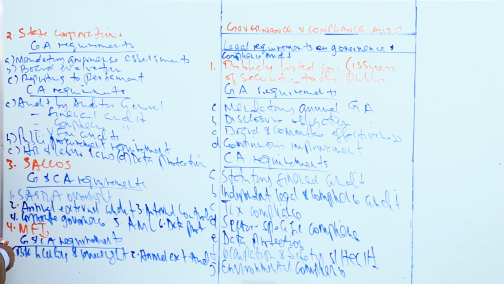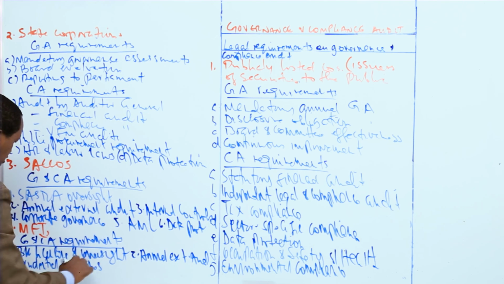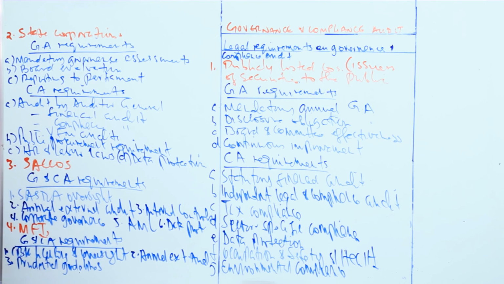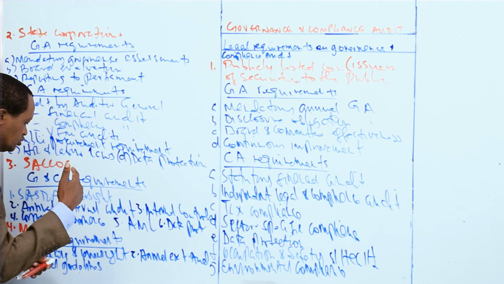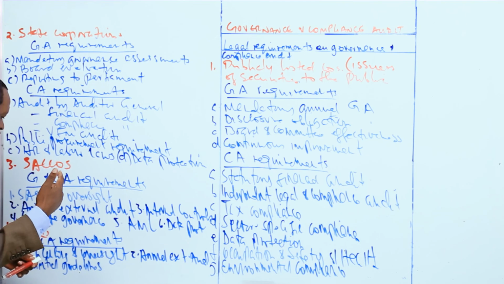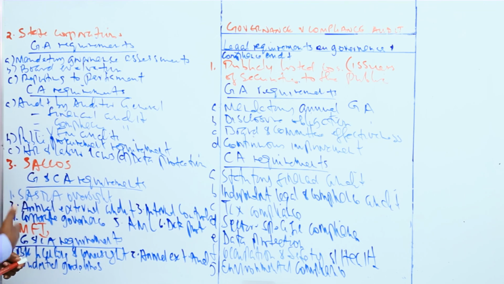Prudential guidelines. Number 3, prudential guidelines. This is compliance with CBK prudential guidelines covering capital adequacy, liquidity, asset quality, and risk management. And these are key areas for compliance audits. Compliance audits will be required to verify if the microfinance institutions have complied with prudential guidelines. You understand, candidates?